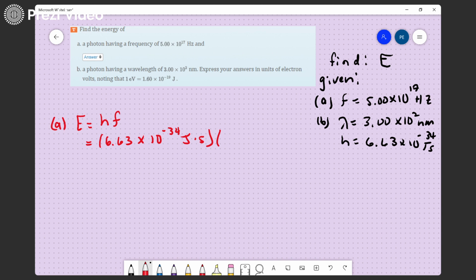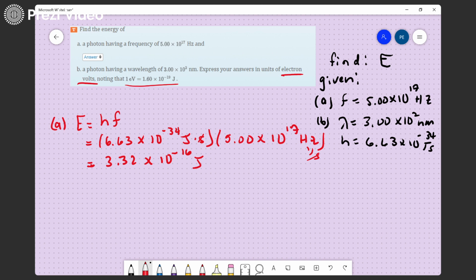seconds, and we know that the frequency is 5.00 times 10 to the 17 hertz, now we can find that energy. And that energy is equal to 3.32 times 10 to the negative 16 joules of energy, because remember that hertz is basically an inverse second. So the seconds cancel and you're left with joules. So now we want to convert this into electron volts, because that's what the problem asks.